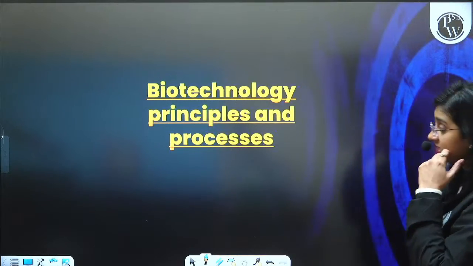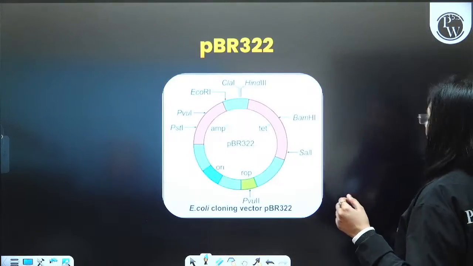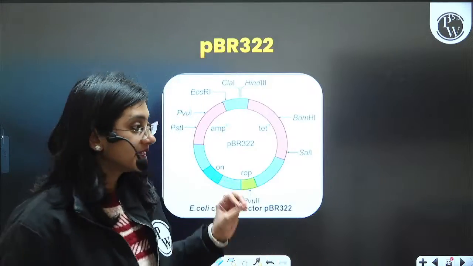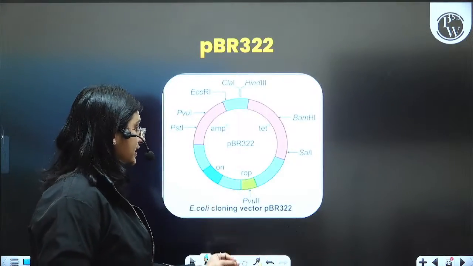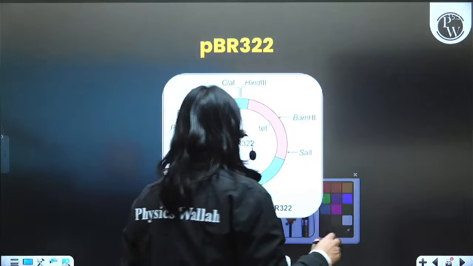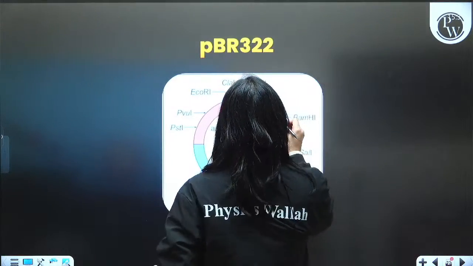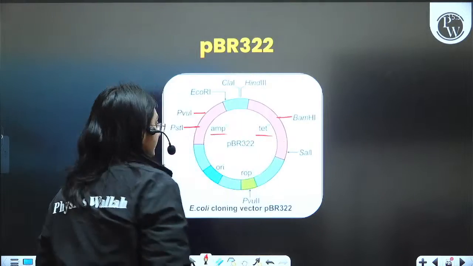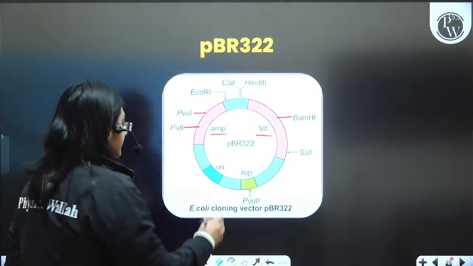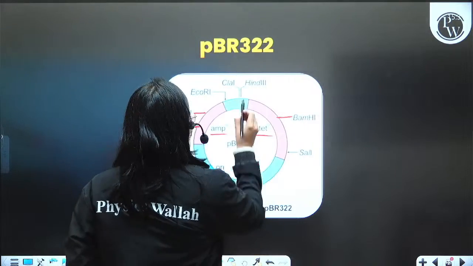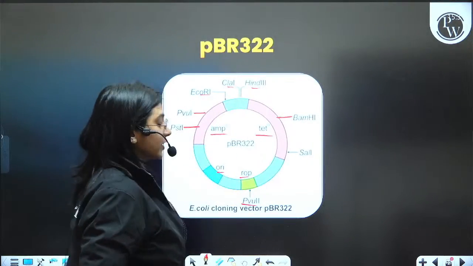And biotechnology principles and processes: the pBR322 plasmid structure. Please do study it very well. You should know its restriction sites, what and all different restriction sites it has got, and where the restriction sites are. Which are the antibiotic resistance genes over here? Where is the ORI region? What is ROP? So all of this should be known.